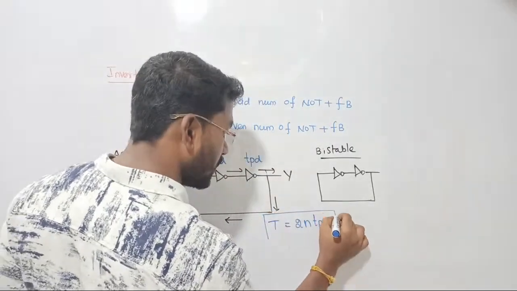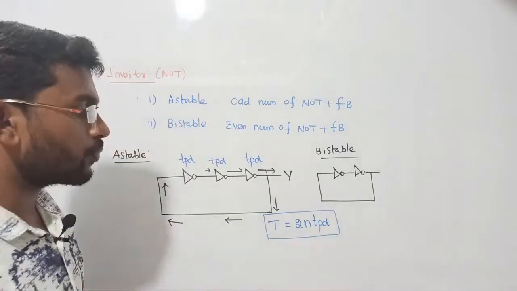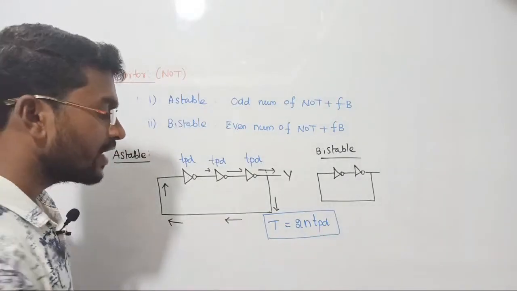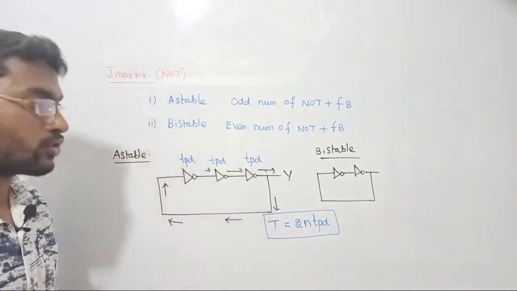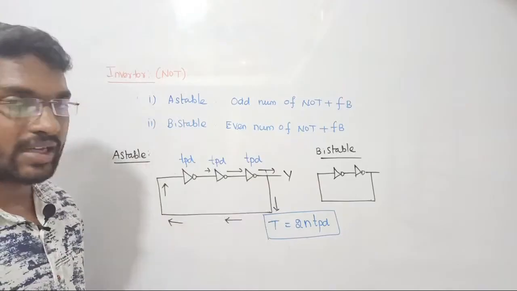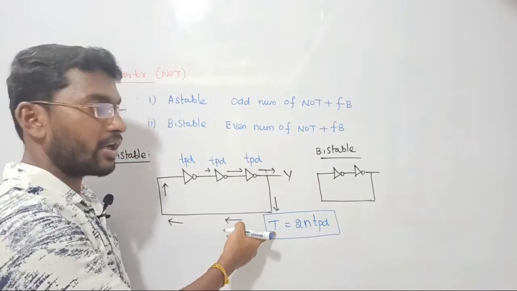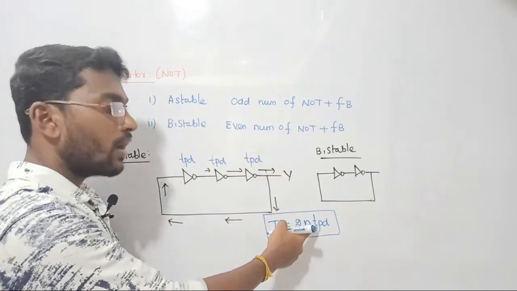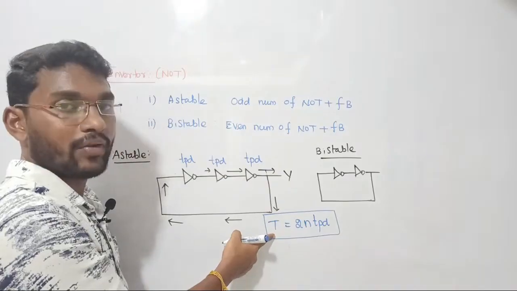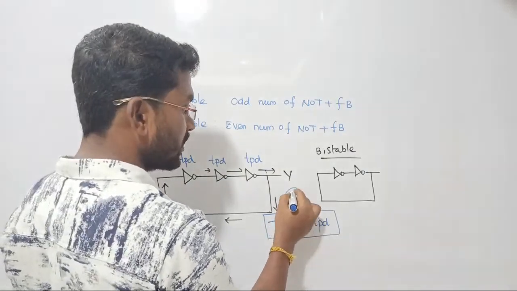That is the formula to obtain the total time period, where TPD denotes the propagation delay of each gate, and n denotes the number of inverters we are considering. How many inverters are there? 3 inverters. In your examinations you will be asked to find the total time period, or the clock frequency, or the propagation delay, or given the clock time period you will be asked to identify the number of inverters. So remember this formula, it is very important.